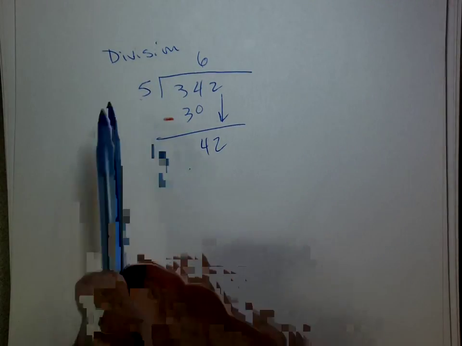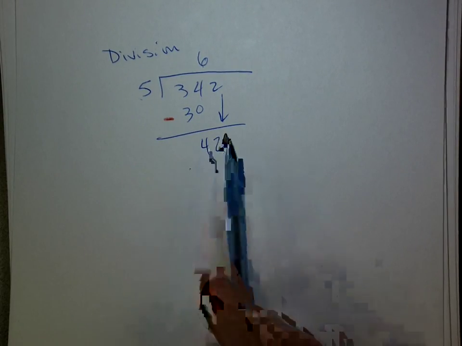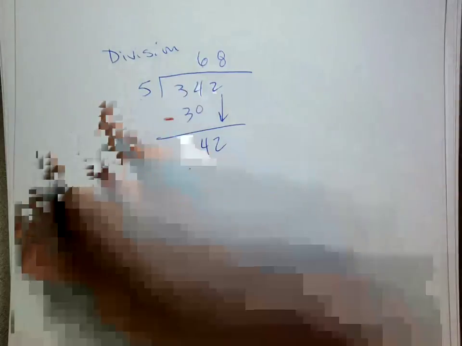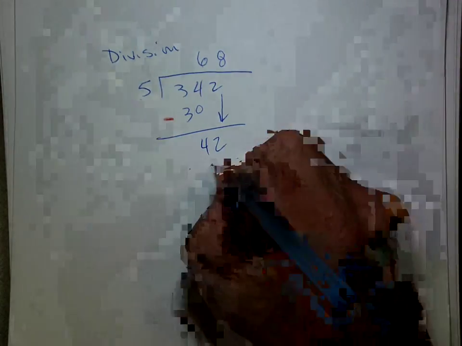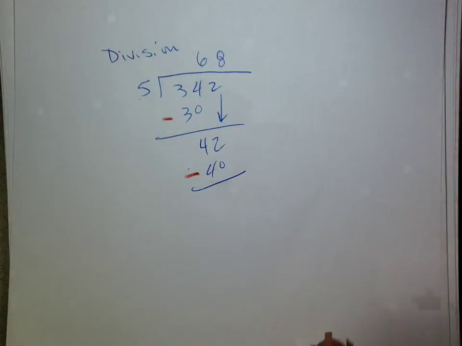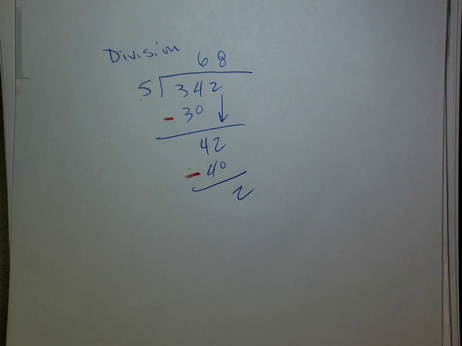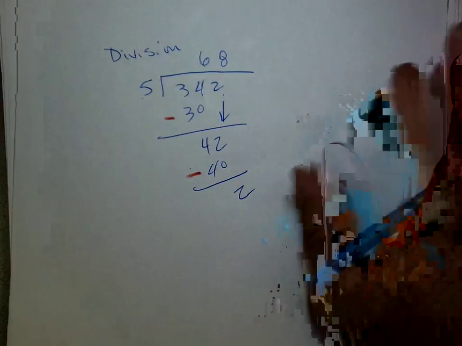And then you say to yourself, okay, 5 goes into 40 how many times? Well, 5 times 8 is 40, right? So you go 8. 5 times 8 is 40. Subtract. Remember, we're going to subtract. And I get 2. Now, what do you do with this 2? When you're in elementary school, you go remainder 2, but we're not doing that.